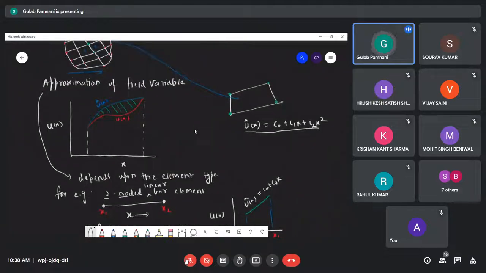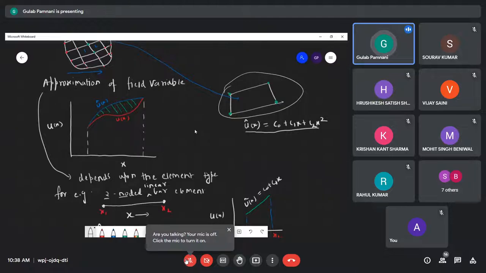What I showed earlier is basically a four noded quad element, although I did write it as a function of x, but it should not be that, rather I would say, because here I have taken 2D, u will vary with both x and y. OK, before, just for the sake of understanding, I told it like that, but basically if we talk about the four noded quad element, at this point u will vary with both x and y, right?